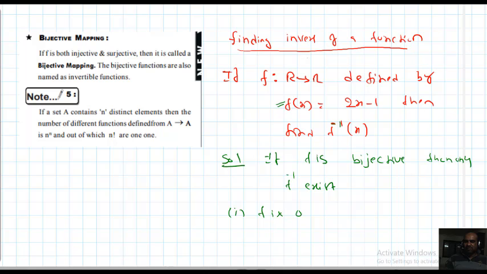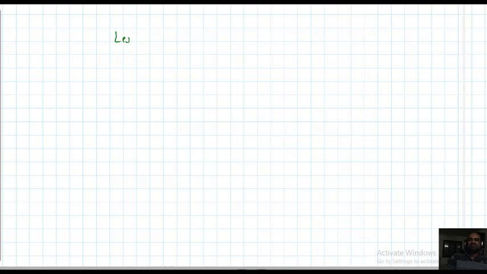Is f one-one? We don't know. Checking now. How to check? Already explained. Let x1, x2 belong to the domain. Then there exist f of x1, f of x2 belonging to the codomain, because f is a function. Next, let f of x1 equal f of x2. What I am assuming is that their images are the same.